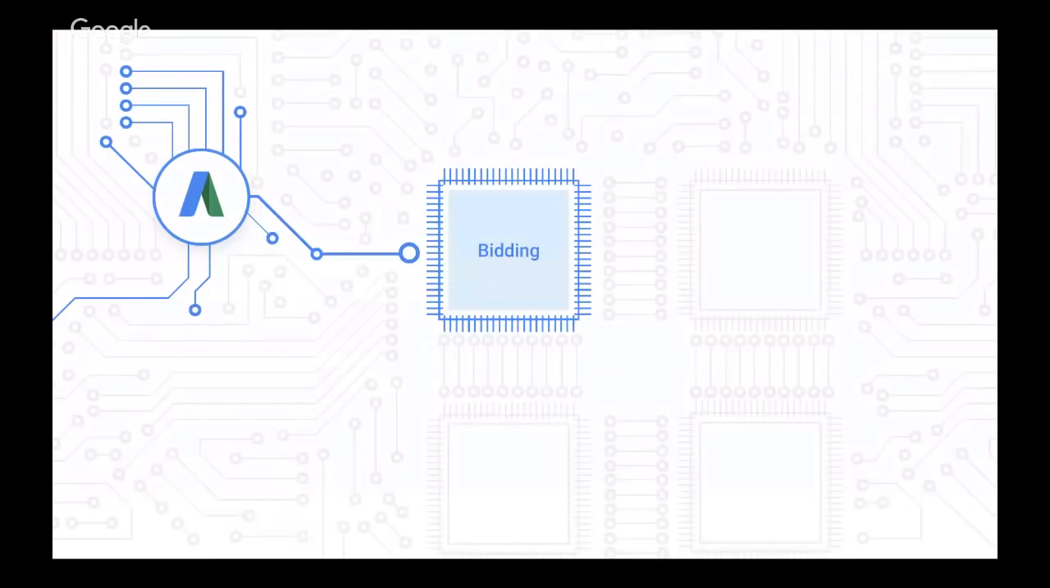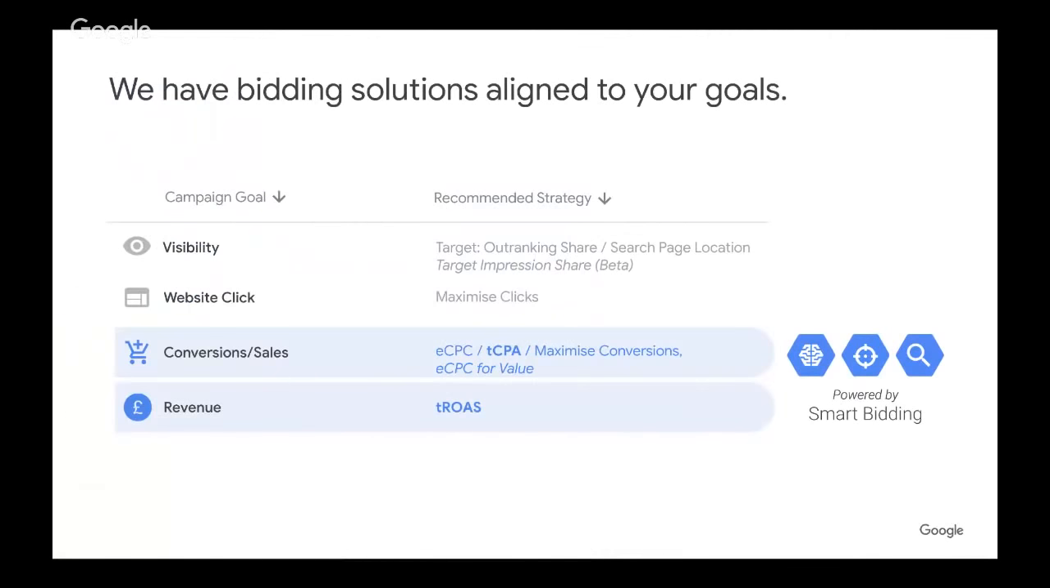Then let's briefly touch on bidding, how that can help. We have different solutions for bidding, for visibility, website clicks, conversions, and revenue. A few new highlights that have been launched in beta would be target impression share, to ensure you have like a 90% impression share all the time. For eCPC for value, the normal eCPC would ensure you have more conversions. And the eCPC for value would not only look at the number of conversions, but also whether those are giving you more basket value, let's say.